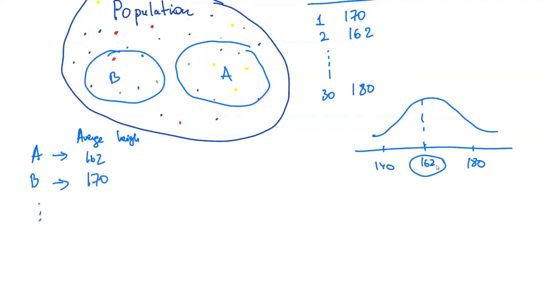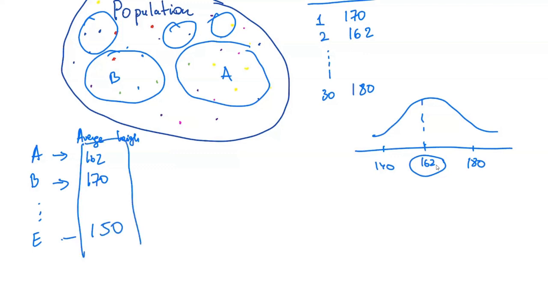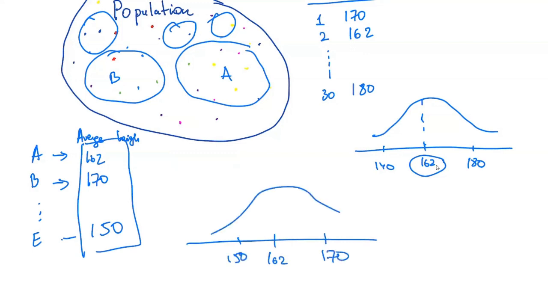Then I draw many samples, samples of size 30, and calculate the average. And let's say sample E, the average turned out to be 150. Okay, now I take these numbers, I write them on the horizontal axis, and then I draw the distribution. That becomes a sampling distribution.